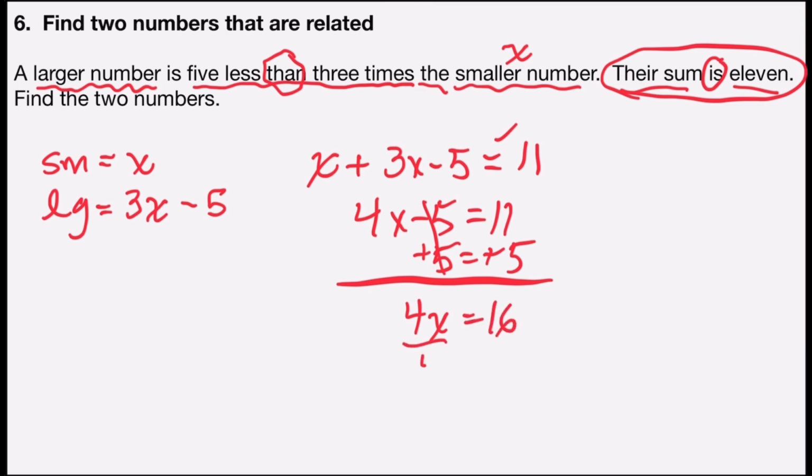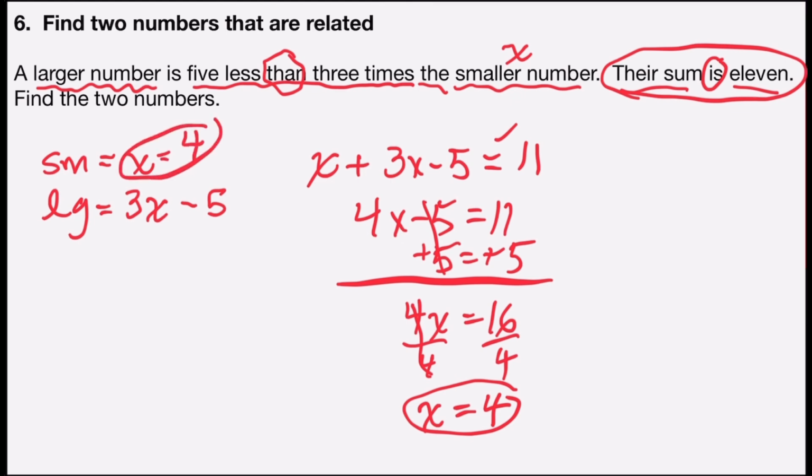We'll divide both sides by 4 in order to make the coefficient equal to 1. 4 divided by 4 is 1x, and 16 divided by 4 is 4. So x would equal 4, which means my smaller number will equal 4. My larger number will be 3 times 4 minus 5, or 12 minus 5, which would equal 7. So the smaller number is 4, and the larger number is 7.